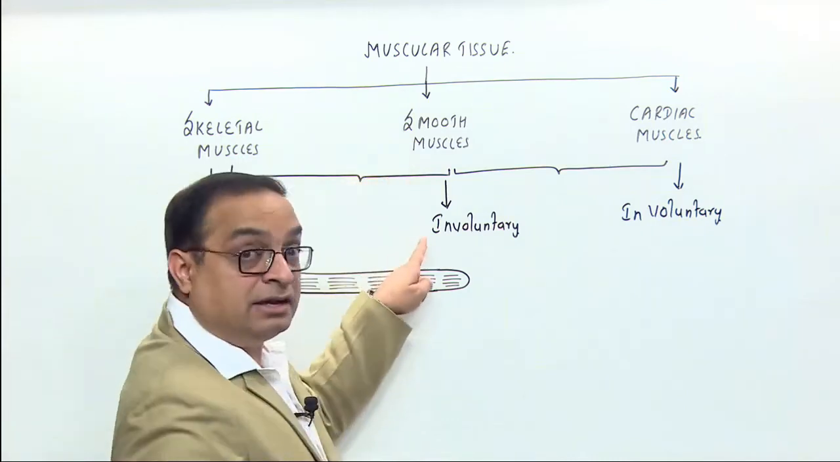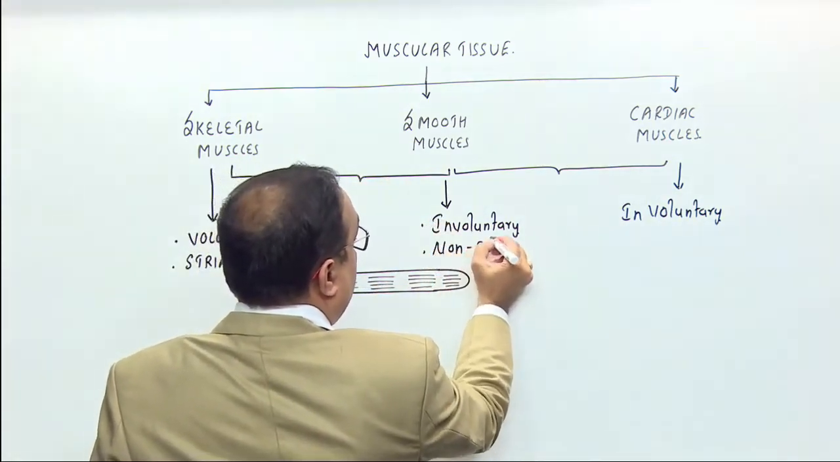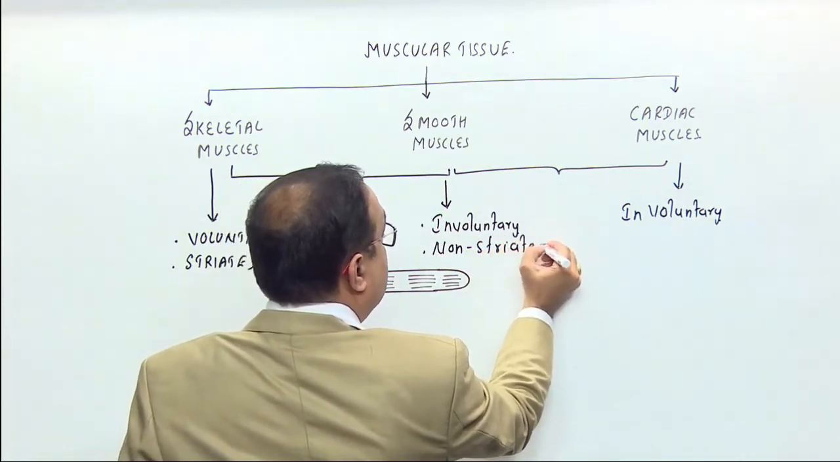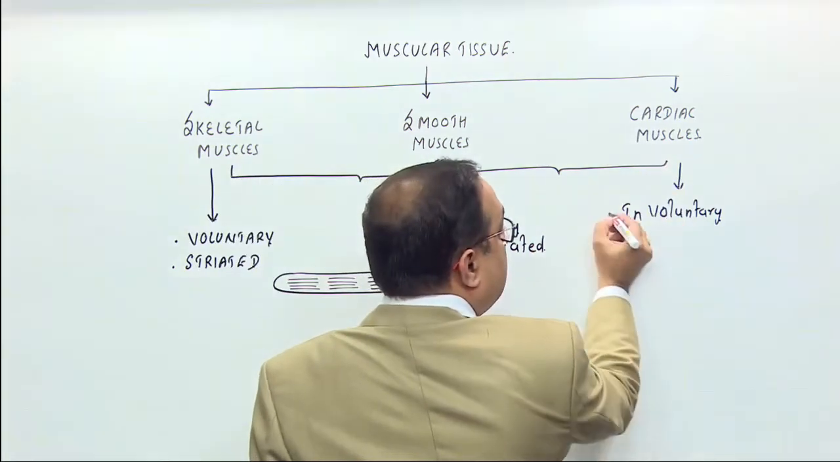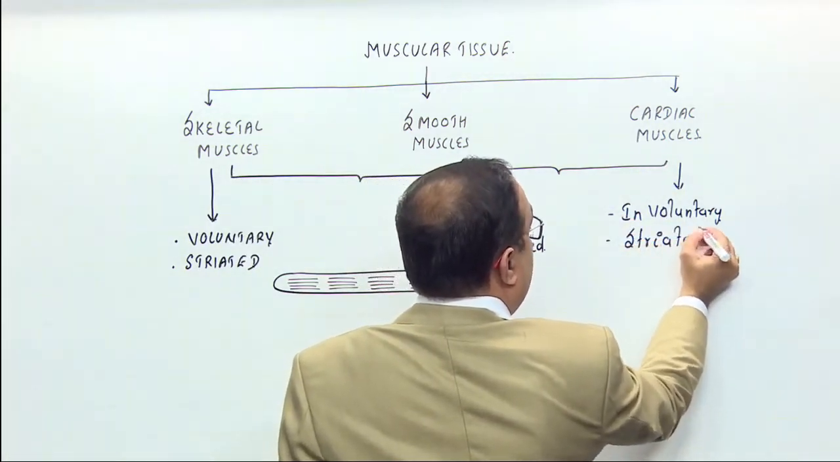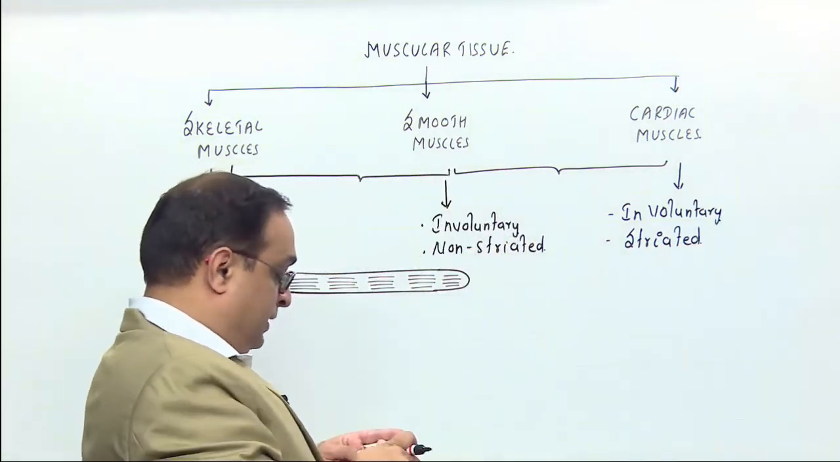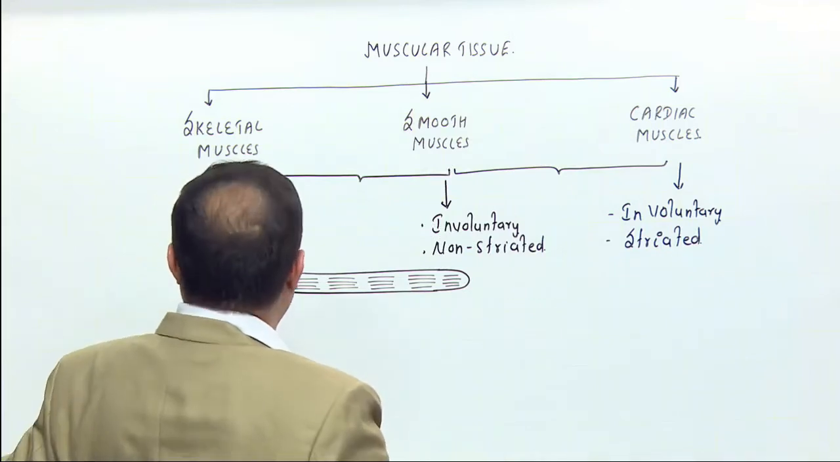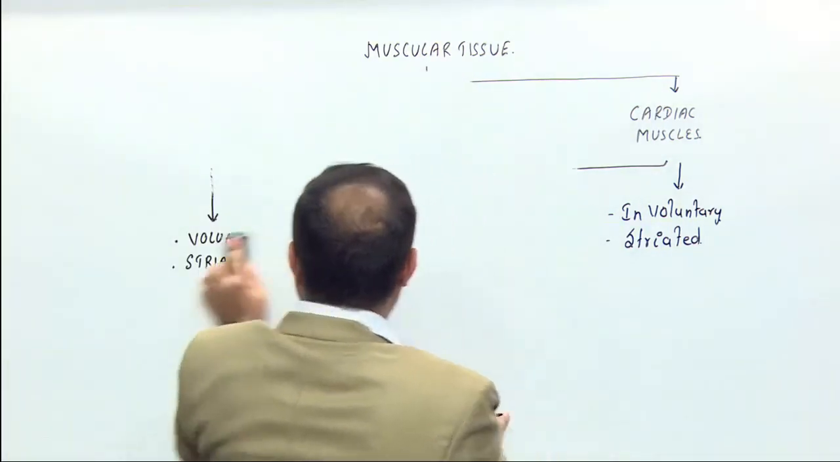Smooth muscles are involuntary and they are non-striated, or we say that they are unstriped. Cardiac muscles are involuntary but they are striated. They show alternate light and dark bands. Right? Now, let's first see why these skeletal muscles are called skeletal muscles.